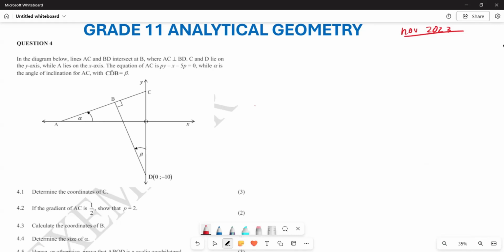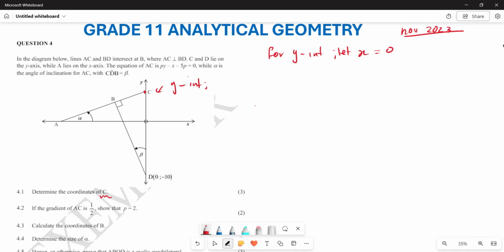The first thing they want us to do is find the coordinates of C. When you define C, you are saying this is your y-intercept. And for the y-intercept, you let x be equal to 0. So you can just go back to the equation.